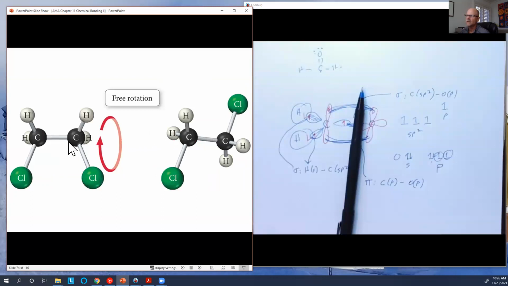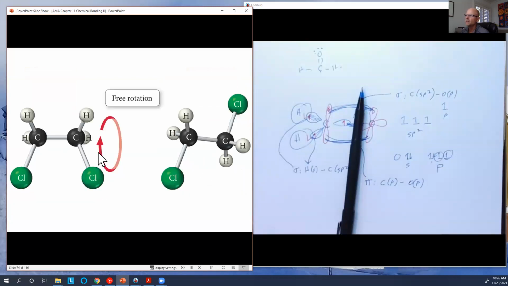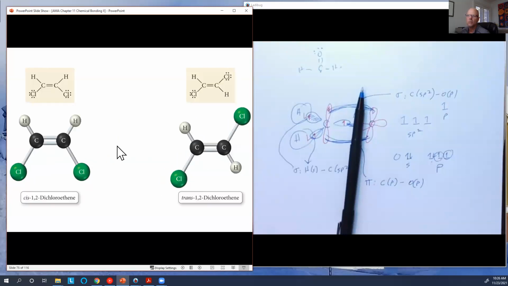So again, if we just have a single bond, you have free rotation. So there's really no difference between these 2 molecules because this can rotate anyway. On the other hand, if I have a double bond, this is locked in place. And these 2 atoms have to stay on the side that they are. So these 2 molecules are essentially identical to one another, but these two molecules are isomers of one another.